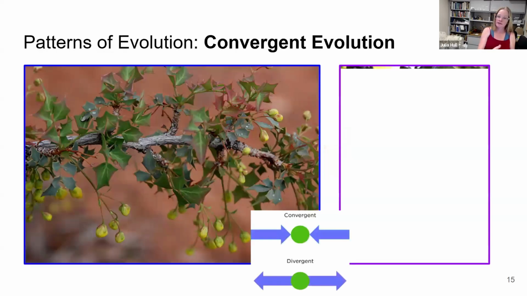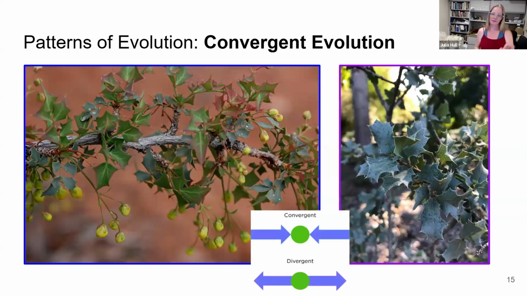Okay. Another pattern of evolution we see that really trips up my students in my plant ID class is convergent evolution, where we're going to have two different groups of organisms that are not closely related that live in similar habitats. And so therefore, the evolutionary pressures are going to mean that they're going to have similar looking traits.